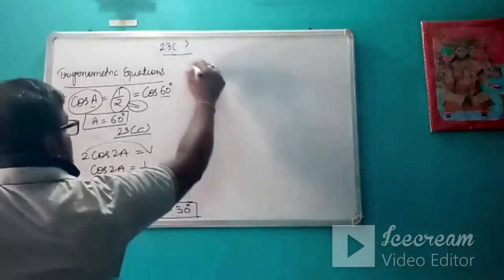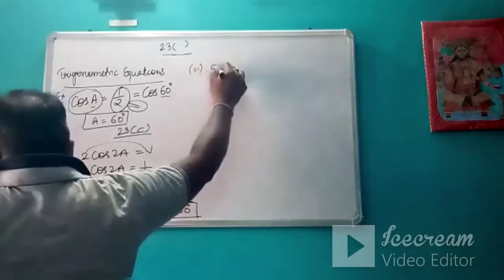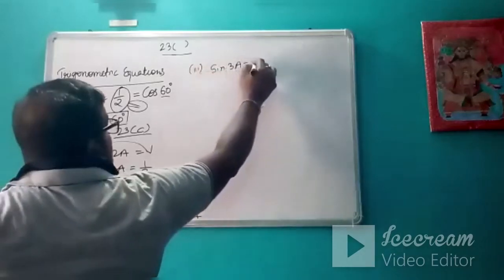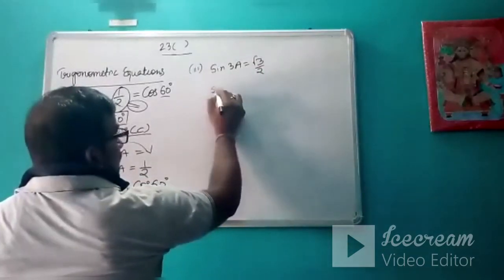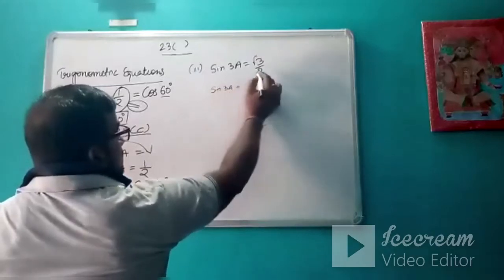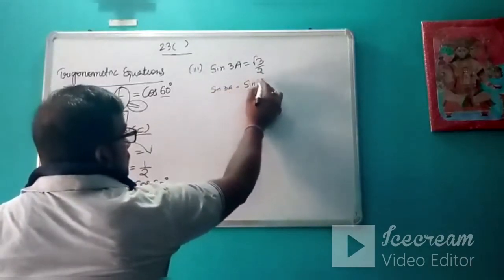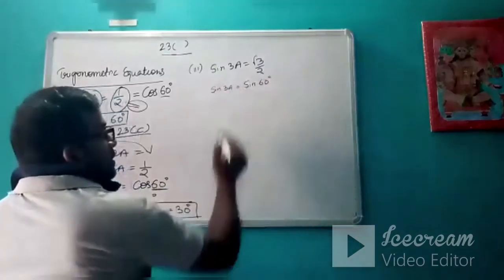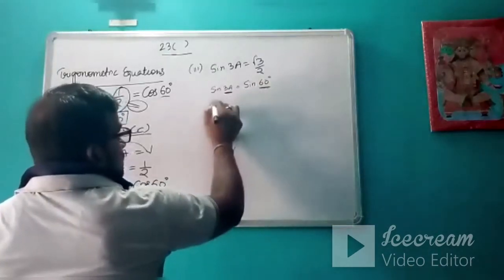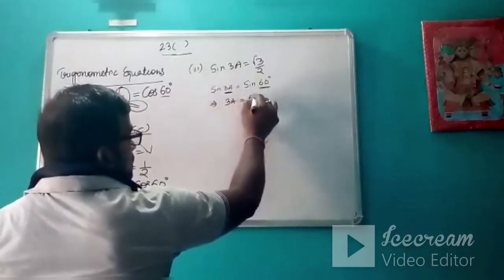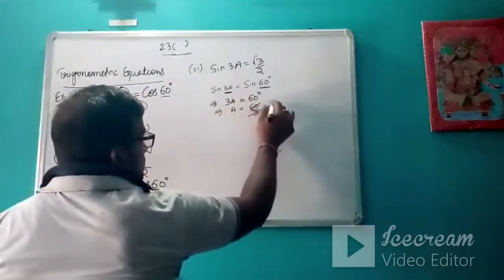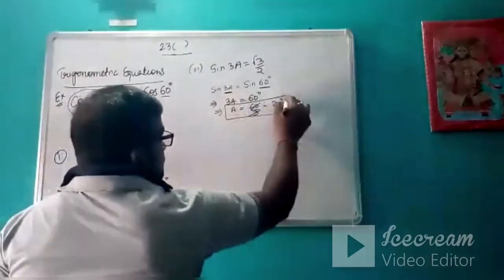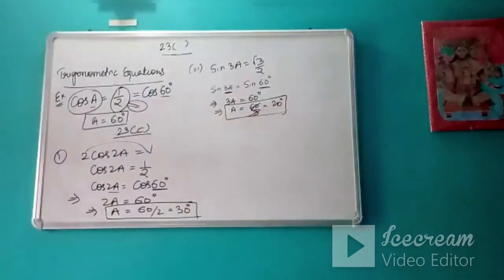Okay, let's see one more example. Suppose sin 3A is equal to root 3 by 2. What we know is that sin is root 3 by 2 when the angle is 60 degree. So again we will compare these angles. When you compare, you get 3A is equal to 60 degree and A is equal to 60 by 3, that is 20 degree. Like this you can find the value of the unknown angles.